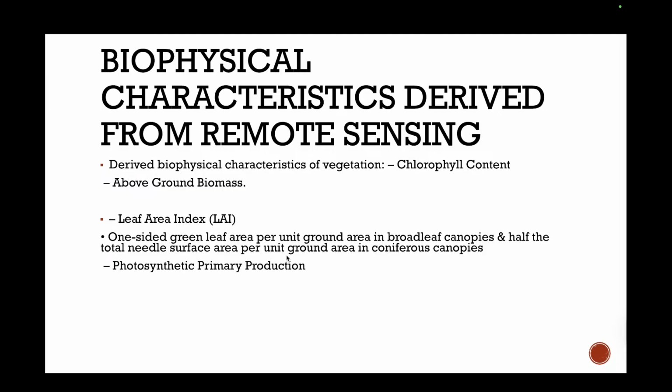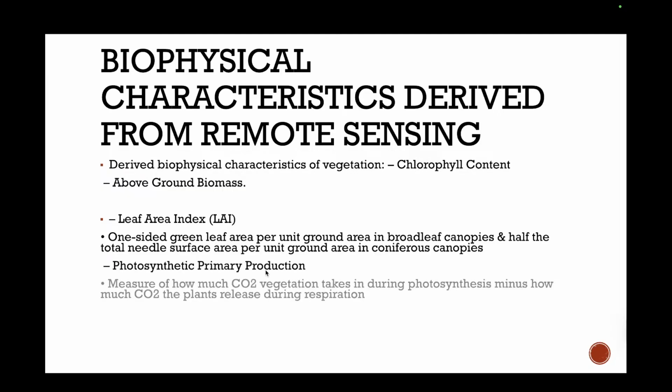And then also photosynthetic primary production. This is the measurement of how much carbon dioxide vegetation takes in during photosynthesis minus how much carbon dioxide the plant releases during respiration. This type of photosynthetic primary production we can also compute using remote sensing, and we can easily monitor it with the help of remote sensing.